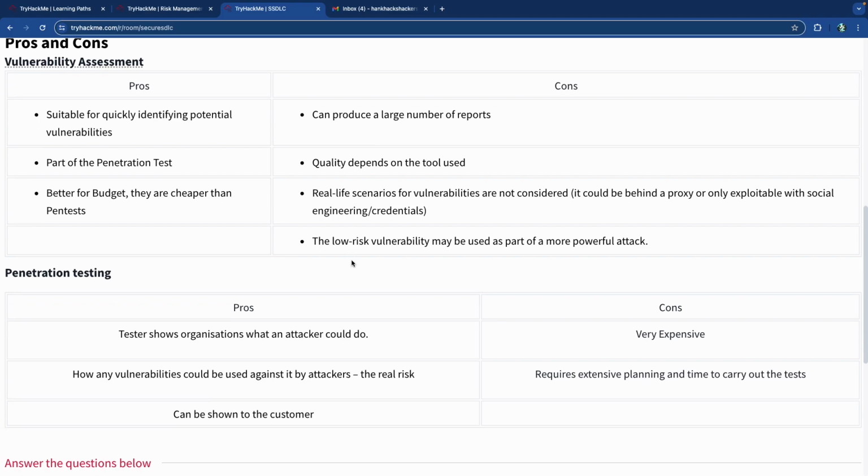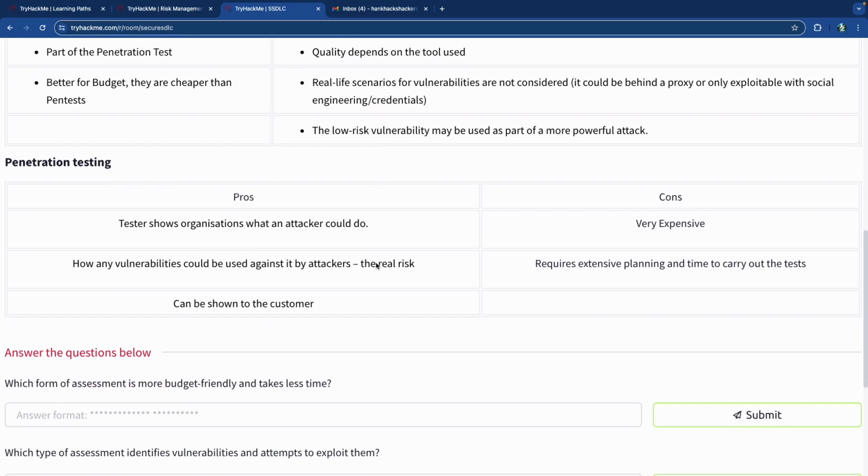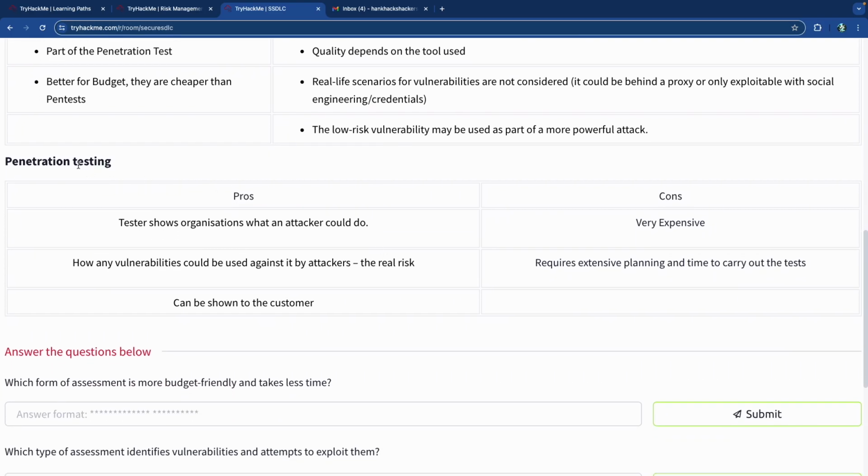But the pen tester looks at that same vulnerability and is like, you know what I could do with this? I could do this, this, and this after I take advantage of this thing, and now I'm in their system, and now I'm doing some serious damage. So that's the pro of a pen test, right? The tester shows organizations what an attacker can do. That's what a pen tester does.